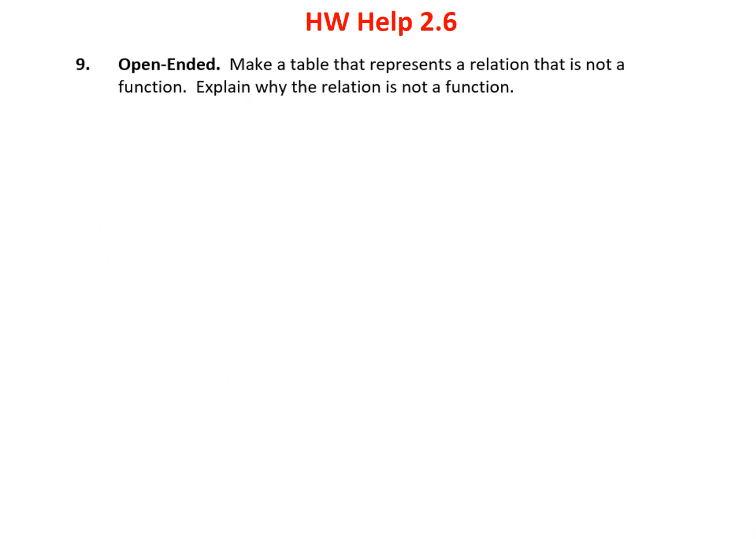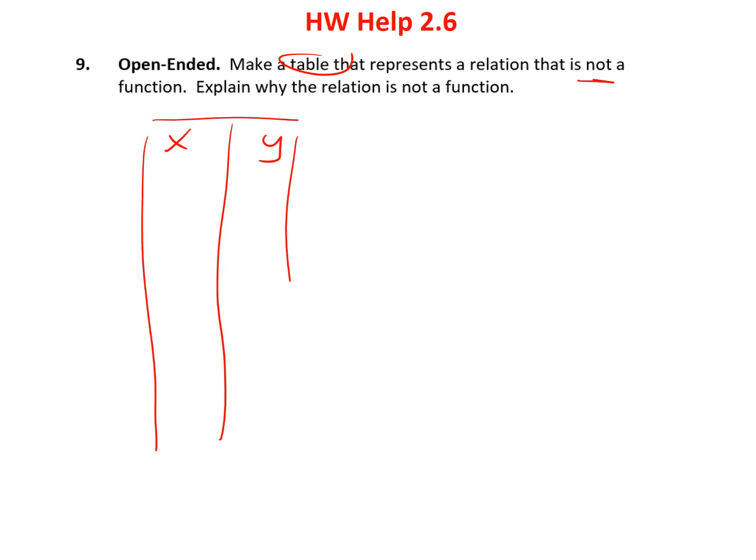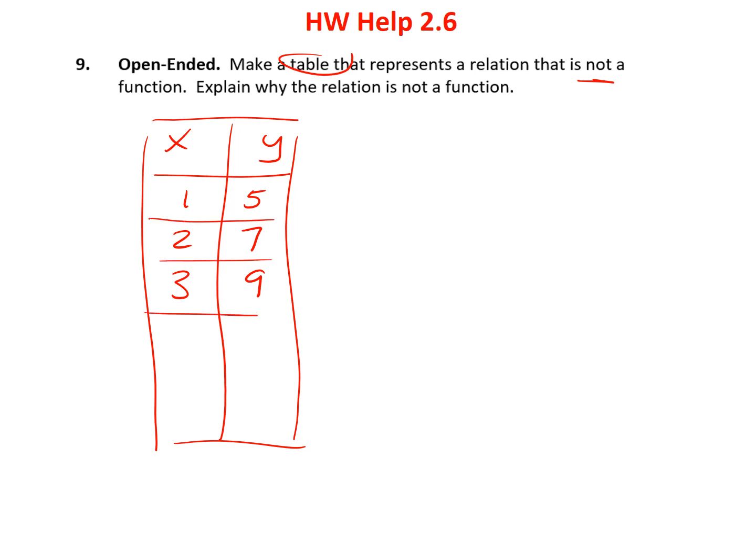Problem 9 asks us to make a table that represents a relation that is not a function. This is pretty simple. I can just make a table x and y and make me a nice table here. And I can make some x values. I can go 1, 2, 3, and I can assign them to any numbers I want. I can say 5, 7, 9. All I have to do to make a non-function is to make sure that I get one of these x values twice. So like if I take 2 here and put another 2 here, and instead of going to 7, I go to 11, you see now if I'm mapping, my 2 is going to go to 7 and it's going to go to 11, and it won't be a function.